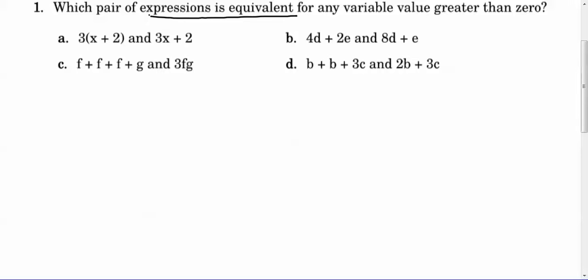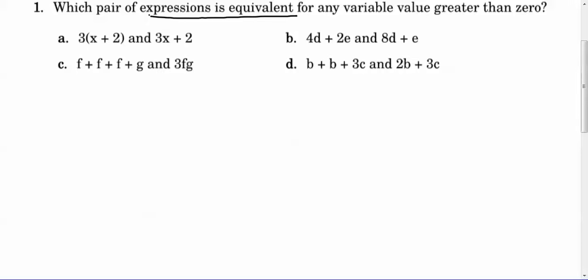Today we're going to do review session 9. The first question says, which pair of expressions is equivalent for any variable value greater than 0? So we're looking for two expressions that once we combine like terms, use the distributive property, whatever we've got to do, they will come out and be exactly the same.